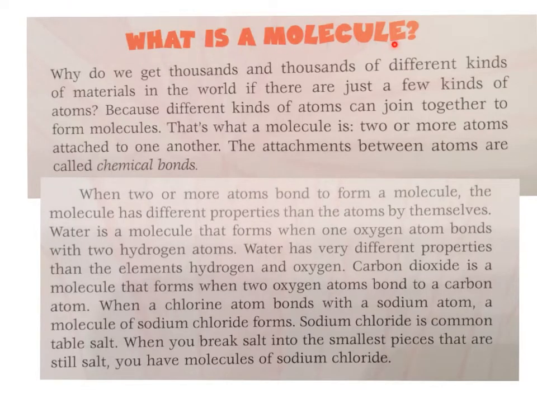What is a molecule? Why do we get thousands and thousands of different kinds of materials in the world if there are just a few kinds of atoms? Because different kinds of atoms can join together to form molecules. That's what a molecule is: 2 or more atoms attached to one another. The attachments between atoms are called chemical bonds.